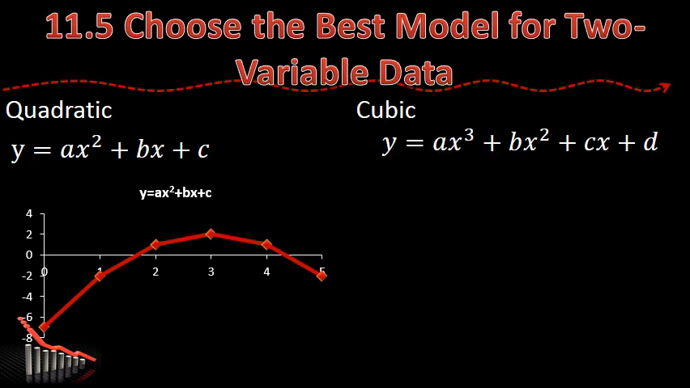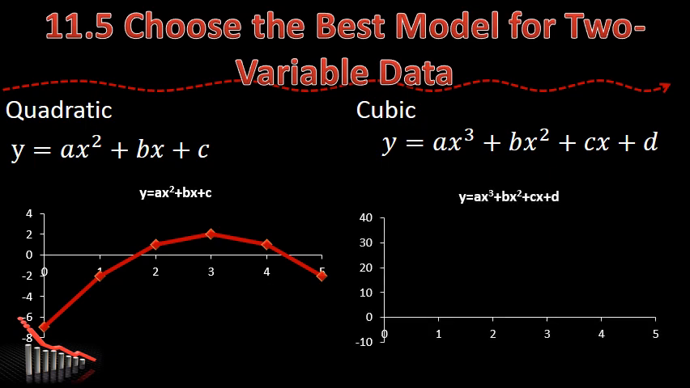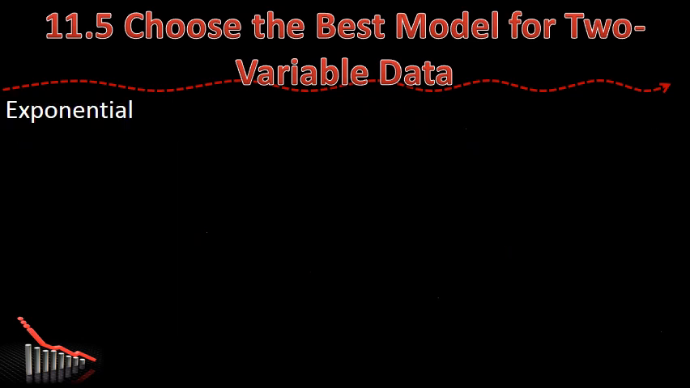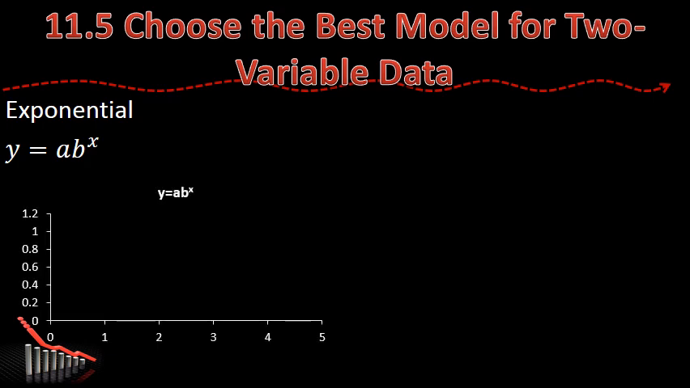Or maybe it's cubic. Cubic has this shape where it levels out, or cubic could also look like that, or like that, or like this. Quadratic, of course, could look like that. Exponential, y equals ab to the x. Starts out pretty level, and then it goes up quickly, or it goes down and levels out.